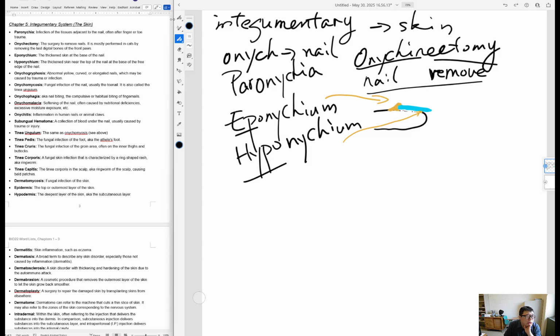Onychogryphosis. This is the nail. Our nail is mostly transparent, right? Really whitish and mostly transparent. And in onychogryphosis, the nail is yellow, not transparent, and becomes long and thick.